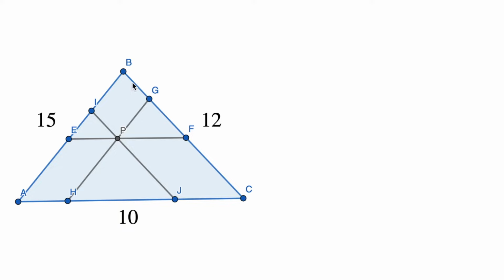Angle B is the same because it overlaps, and angle E and angle A are congruent because they are corresponding angles, and angle F and angle C are also corresponding angles. We can use the same logic to conclude from parallel lines JI and CB that triangle IAJ and BAC are similar, and also from parallel lines GH and BA that triangle GHC and triangle BAC are similar.